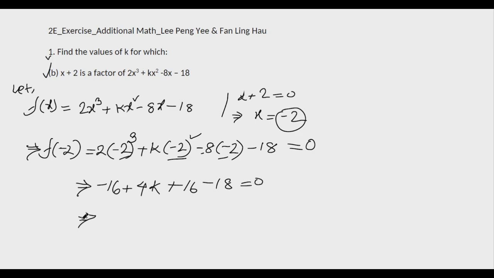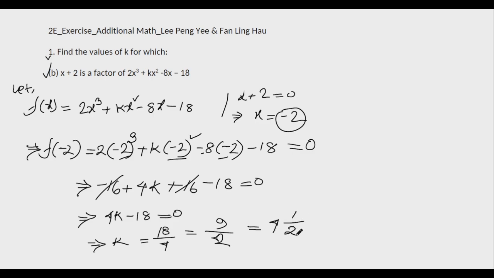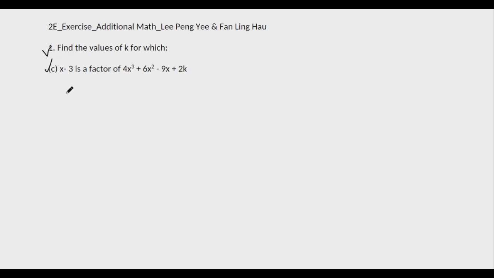So if you calculate this one, minus 16 and plus 16 will be cancelled out. So finally you will have 4k minus 18 is equal to 0. By solving for k, we will get 18 over 4. And if we reduce this one, we can write it as 9 over 2. If we reduce this fraction into a mixed fraction, we will get 4 and 1 by 2, and this is the final value of k.